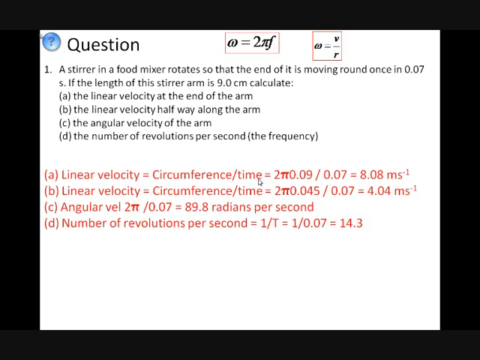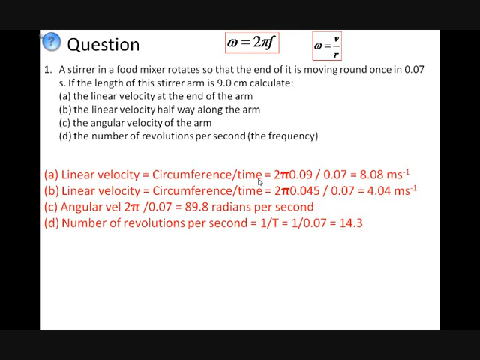If you just look at part A first, the linear velocity, it's a straight calculation of the circumference divided by the time it takes. We know the circumference of this circle is 2 pi r, which is 2 pi times 0.09, as the stirrer arm is the radius. We divide that by the time it takes, which is 0.07 for 1 revolution. We get an answer of about 8.08 metres per second.